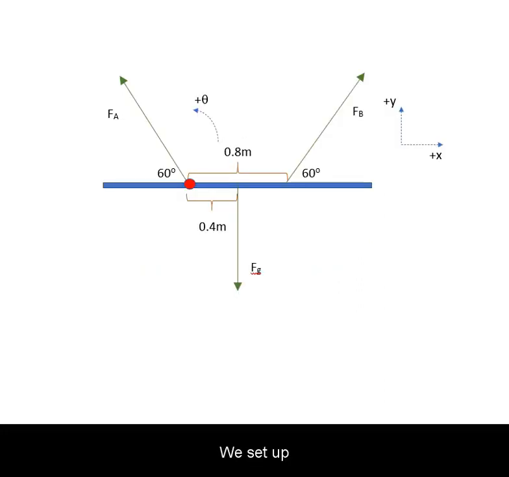We set up our free body diagram, notating the location of all forces. We choose the pivot point not at the center of mass, but rather at the location of one of the unknown forces.